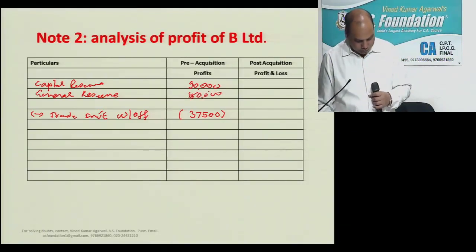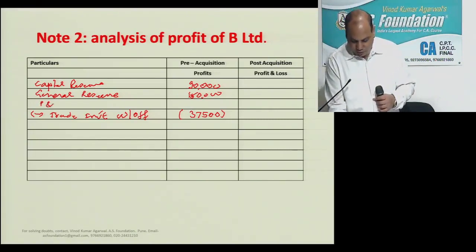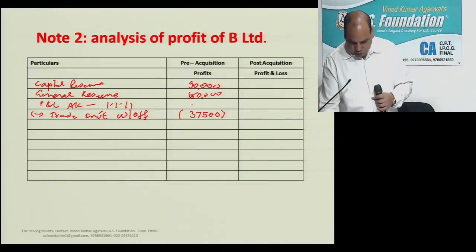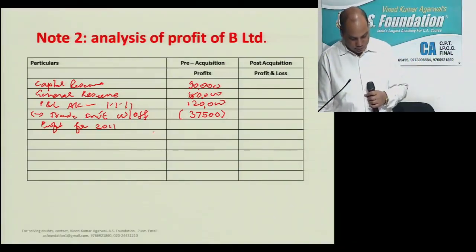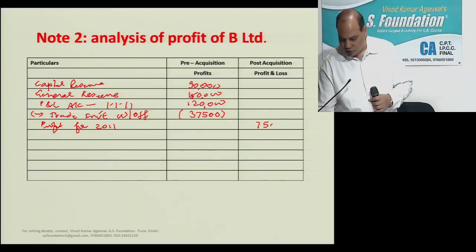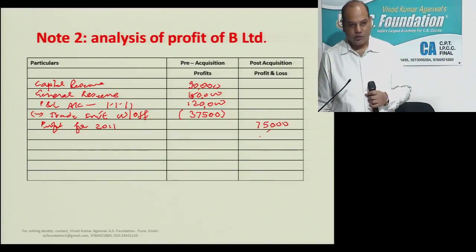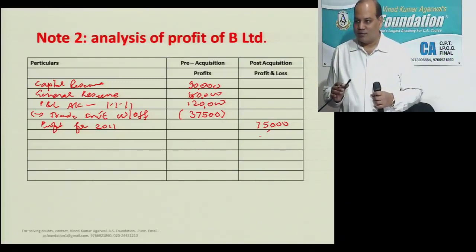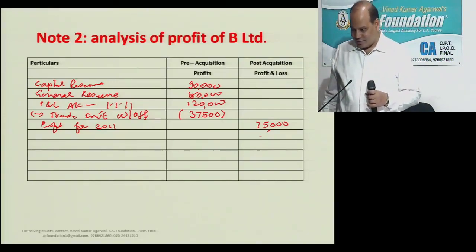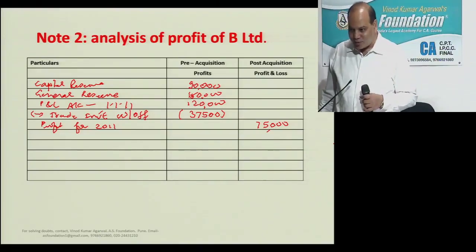1,50,000 you've written. And there are two P&L accounts in the subsidiary. 1111, that P&L account 1111. Where will you write? 1,20,000. And that profit for 2011, where? Proportionate or fully in post? When were shares acquired? First January. Okay, so current year will be post.